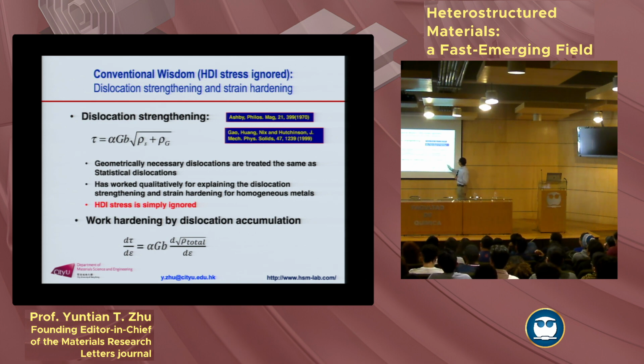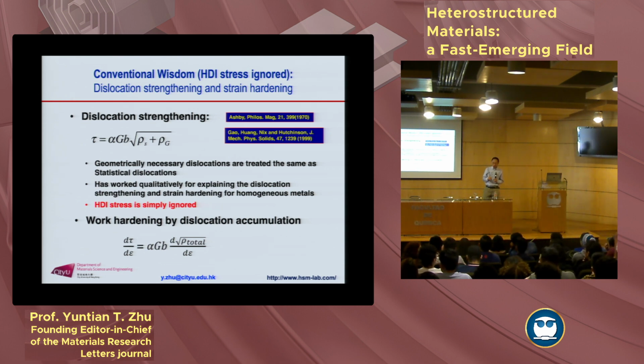Okay? So this is a paper from Ashby, later by Huajian Gao and Bill Nix in 1999. This paper got cited like 5,000 times. It's basically everybody is using it. Now, you can see here, the GND density is included together with that, and the HDI stress is simply ignored.